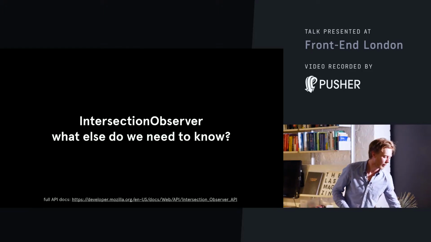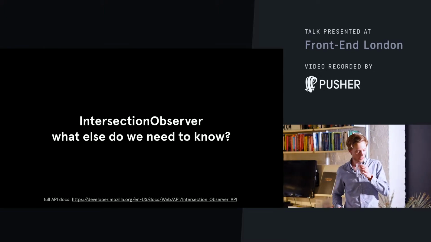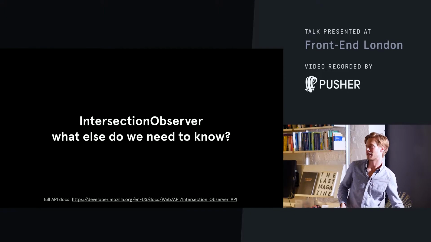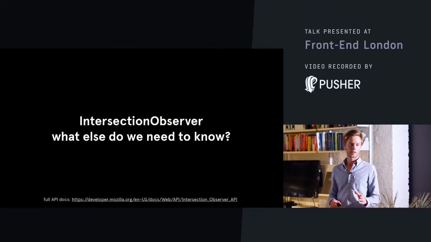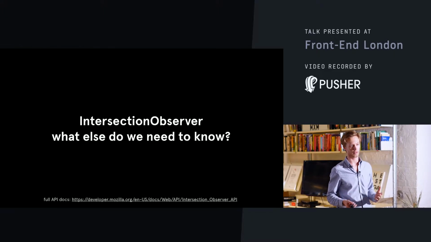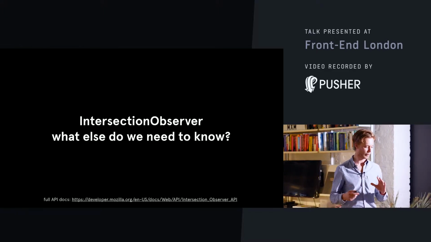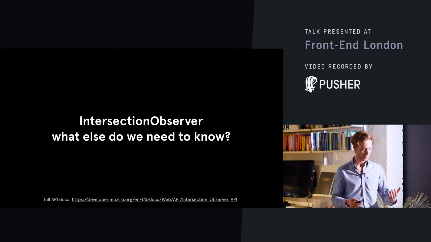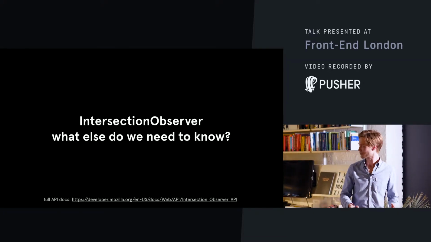OK, let's see a little bit more what the intersection observer API looks like. I want to note that I'm not going to show you every single method and property you can get from the intersection observer API. I will tell you the most useful ones and what they're used for. And if you are really interested, there are a few more things you can look up by yourself, or you can come and ask me afterwards.